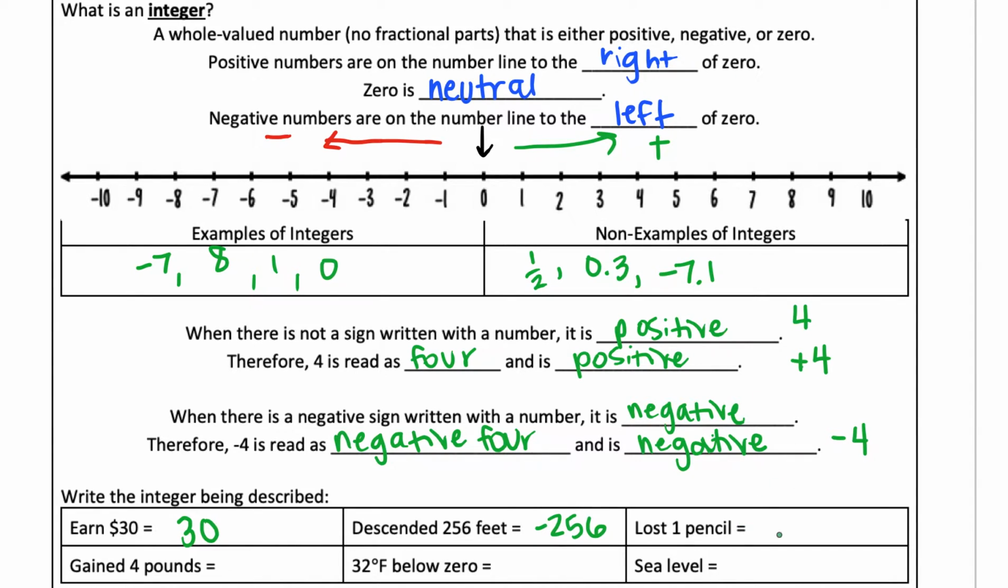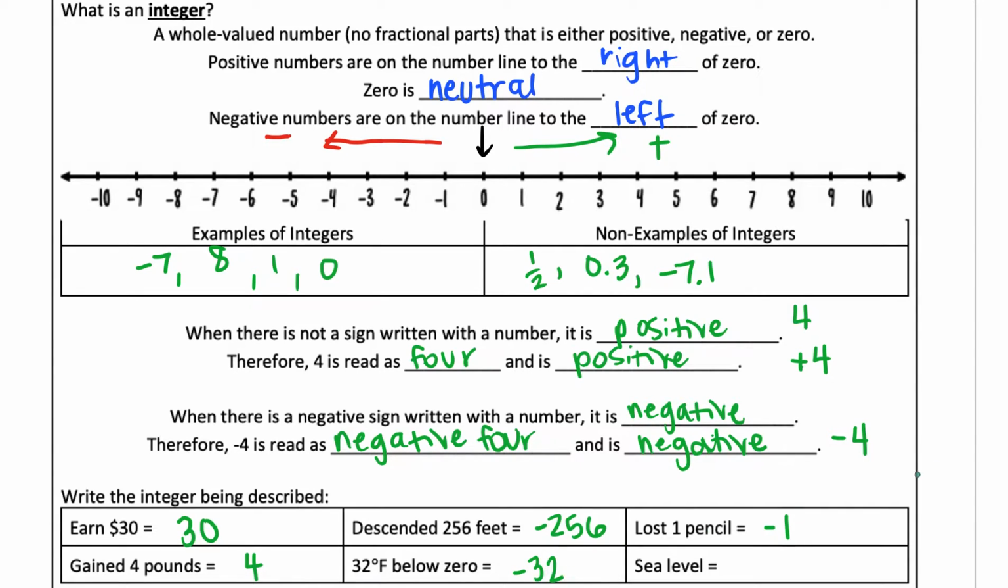If you lost one pencil, you didn't gain a pencil, so you don't have +1, you have -1. If you gain 4 pounds, then your weight will be 4 pounds larger than it was, meaning you had +4. If you are 32 degrees Fahrenheit below zero, then you are freezing, so you have -32.